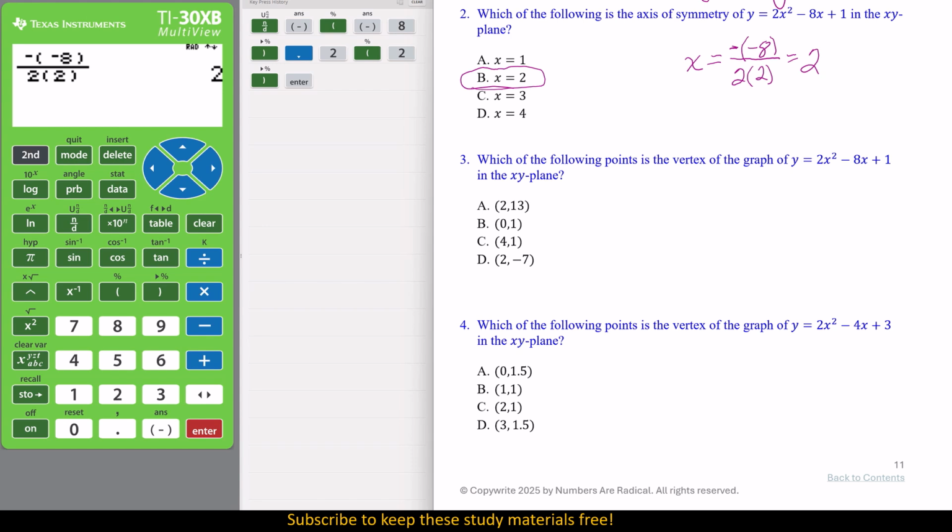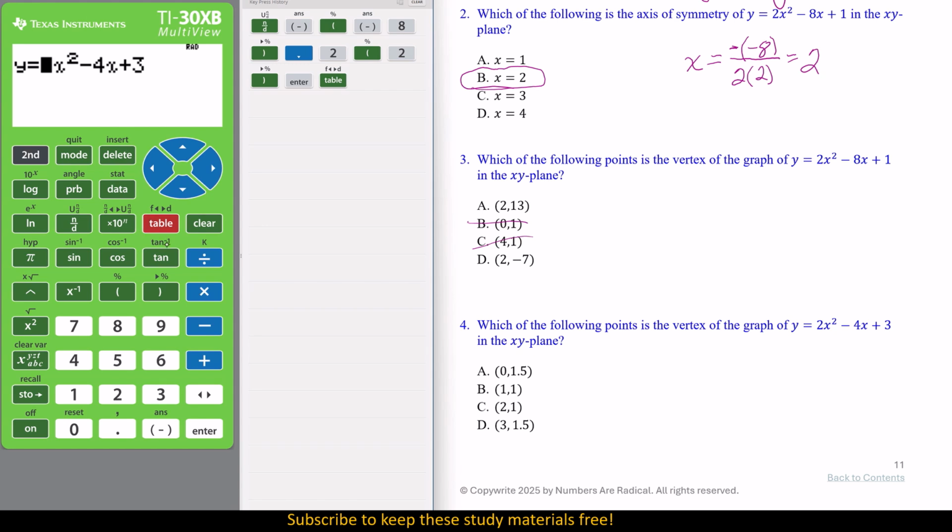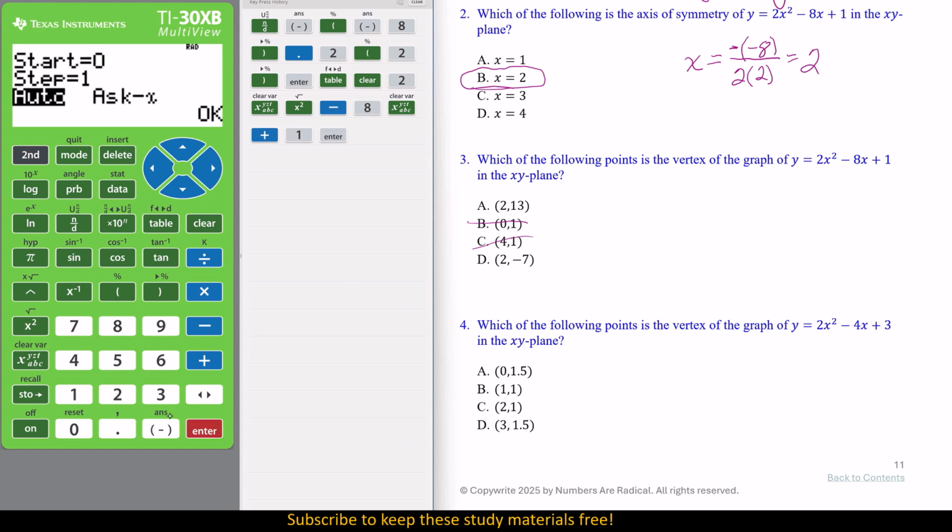First, we need to verify our axis of symmetry. And if our axis of symmetry is correct, then we know B and C are out and we're between A and D. So let's put this in our table. Let's clear it. We had 2x squared minus 8x plus 1. Did I put that in correctly? Yes, I did. Now push enter.